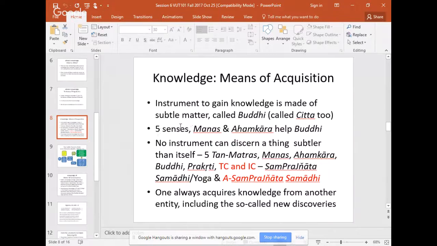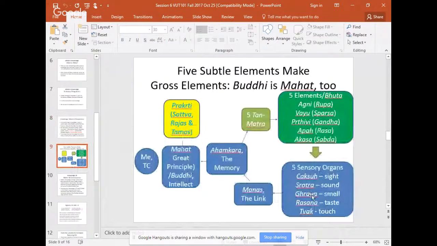Then we are equipped with five senses. The following diagram: manas and ahankar, buddhi. So buddhi is my key element, kind of my prime minister, who is assisted by all these elements. Important to understand, no instrument can discern a thing subtler than itself. Is it not? If I am getting knowledge from these five senses, I can never get to know what is more subtle than them. So what it means is I can never know this, I can never know this, I can never know this.